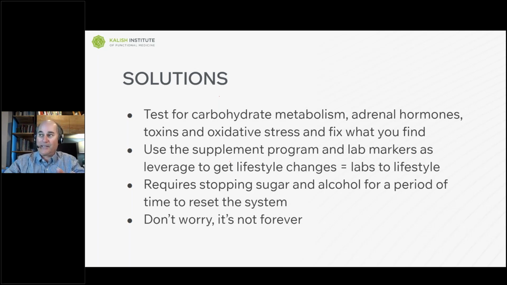And the lab marker that says, hey, your glycolysis isn't working well, allows you to talk to them about stopping alcohol and stopping sugar for a few months. So using the lab markers to inform and educate and direct your lifestyle prescriptions is really key.